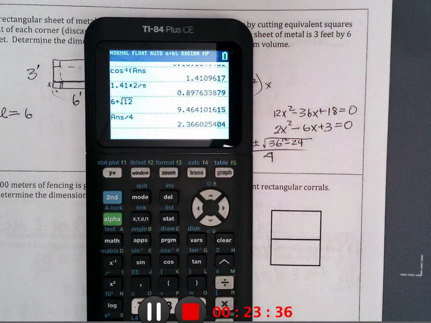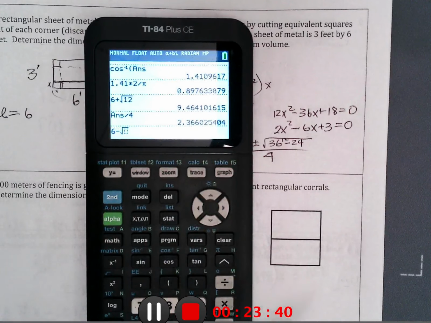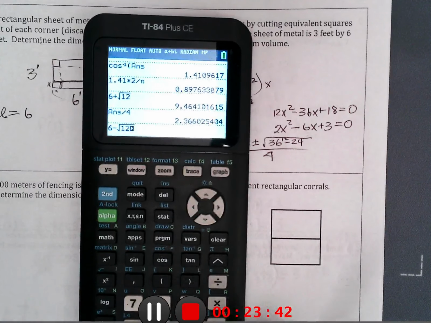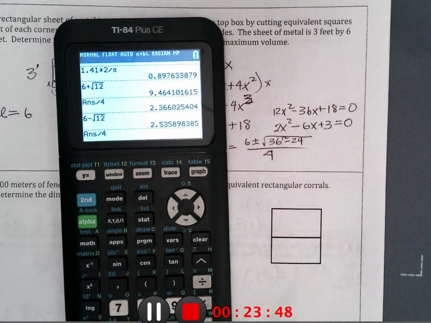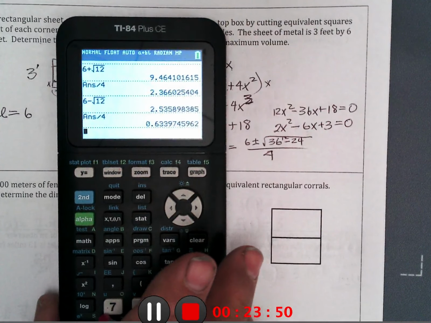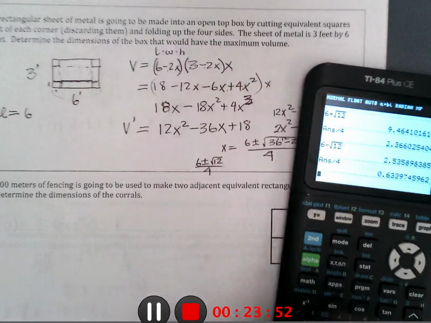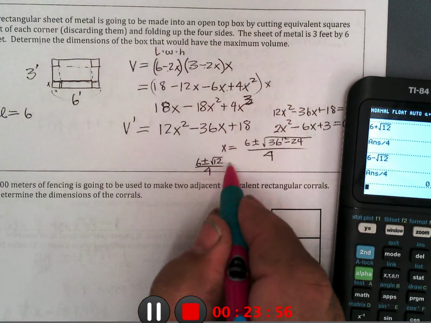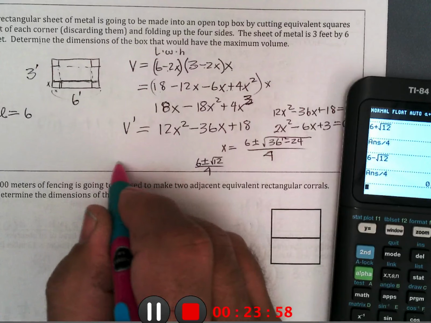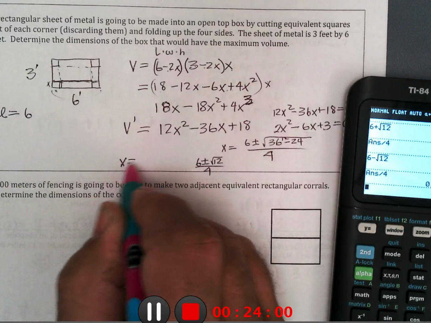So I'd go 6 minus the square root of 12 divided by 4, and I get 0.634. So the only answer out of here that I can use is x equal 0.634.